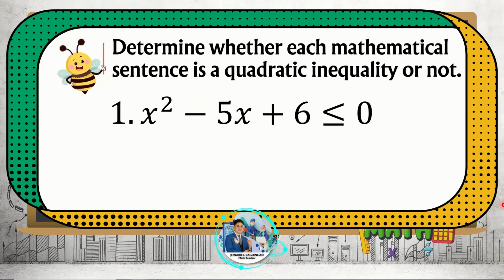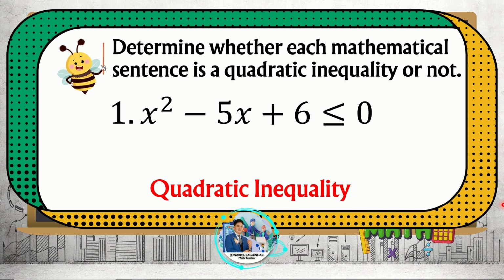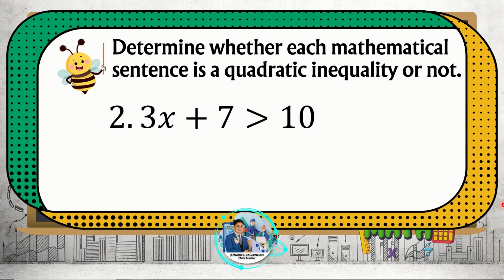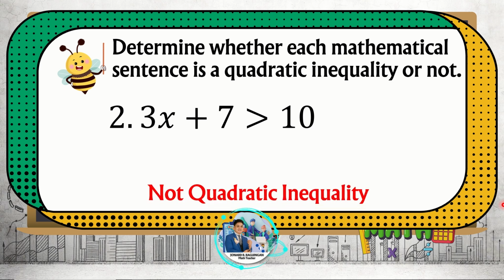Number 1. x squared minus 5x plus 6 is less than or equal to 0. This is a quadratic inequality because its degree is 2 and it uses the inequality symbol, is less than or equal to. Number 2. 3x plus 7 is greater than 10. This is not a quadratic inequality because it is a linear inequality, with its degree being 1.